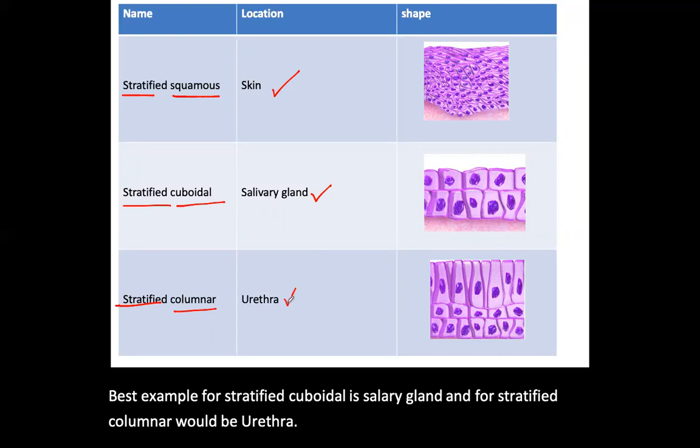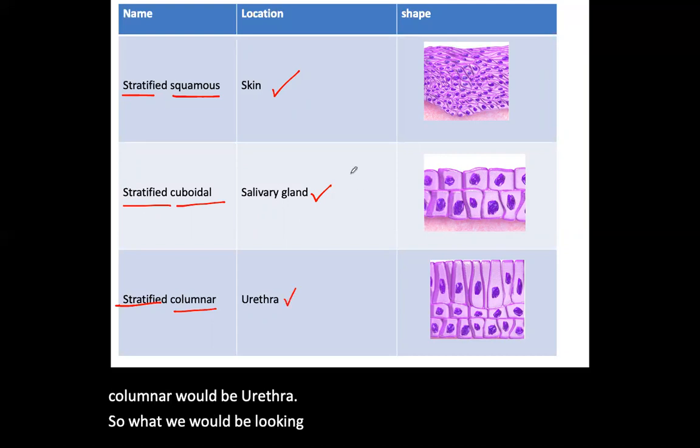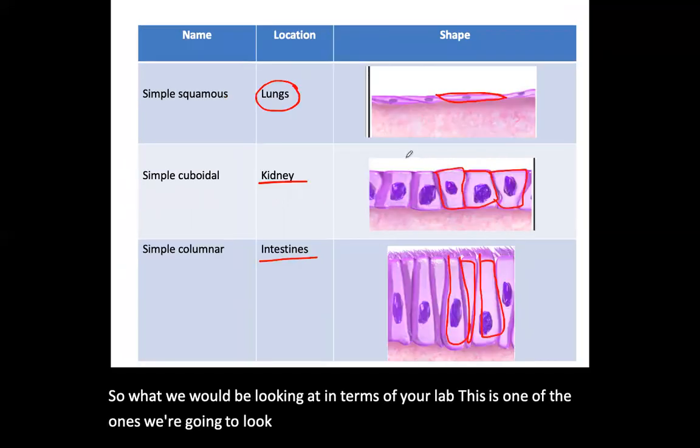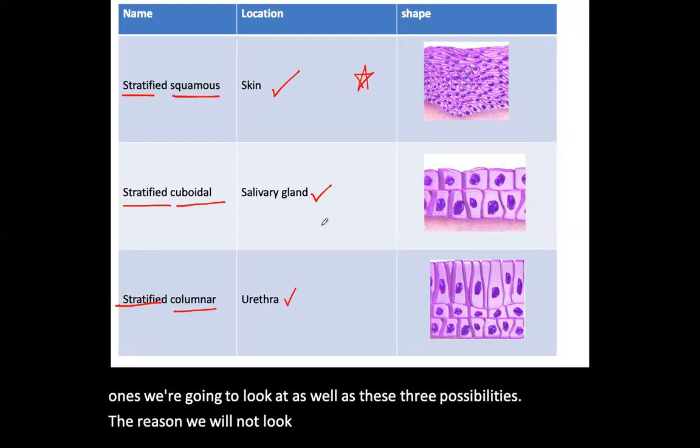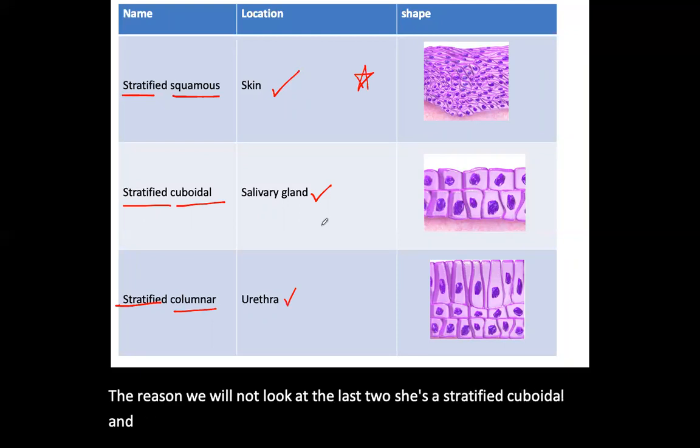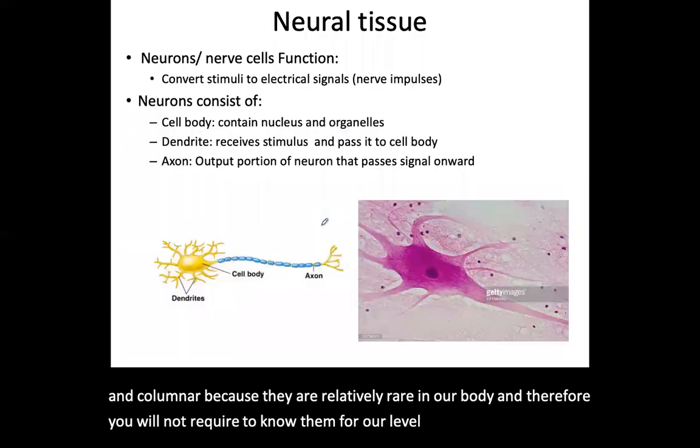So what we would be looking at in terms of your lab, this is one of the ones we're going to look at, as well as these three possibilities. The reason we will not look at the last two, which is the stratified cuboidal and columnar, is because they are relatively rare in our body, and therefore you will not be required to know them for our level of the class.